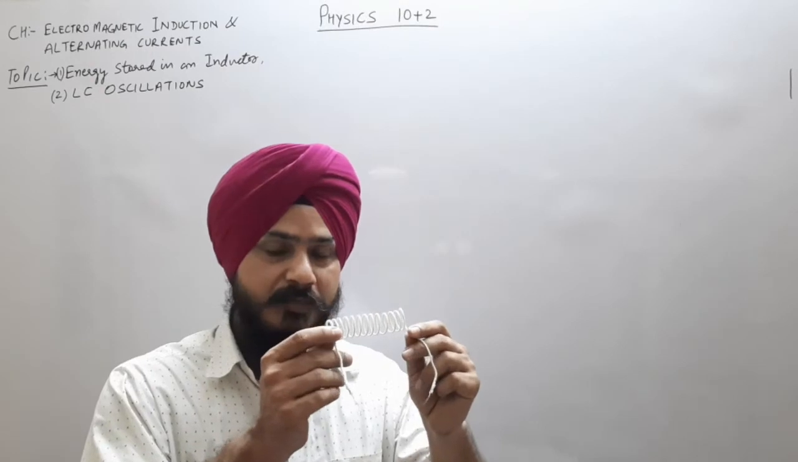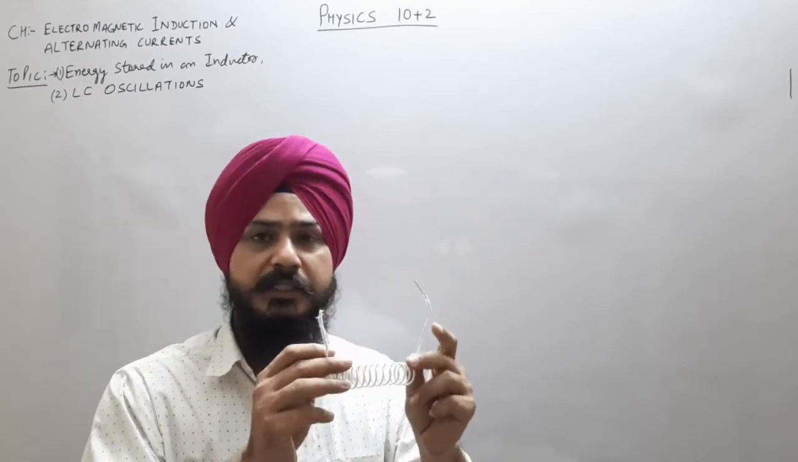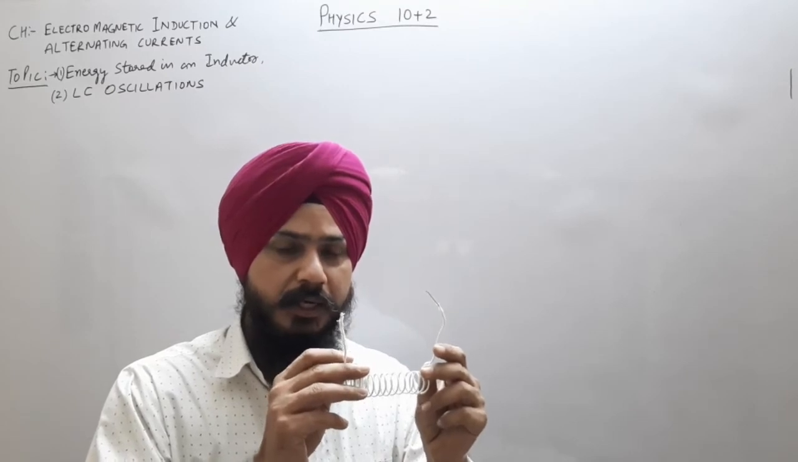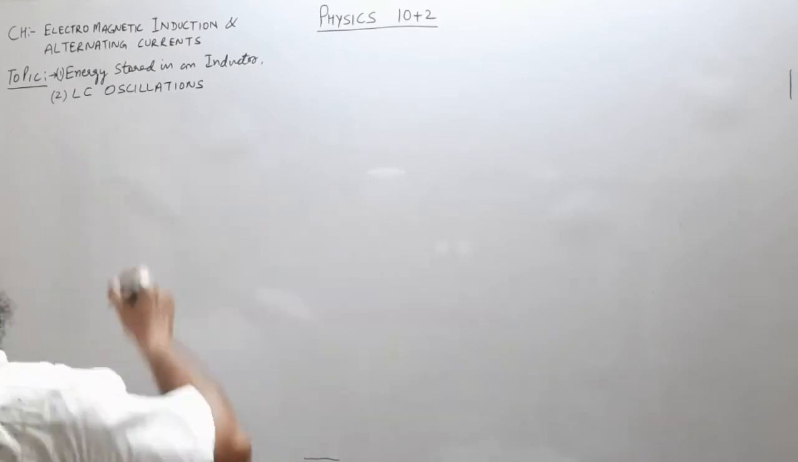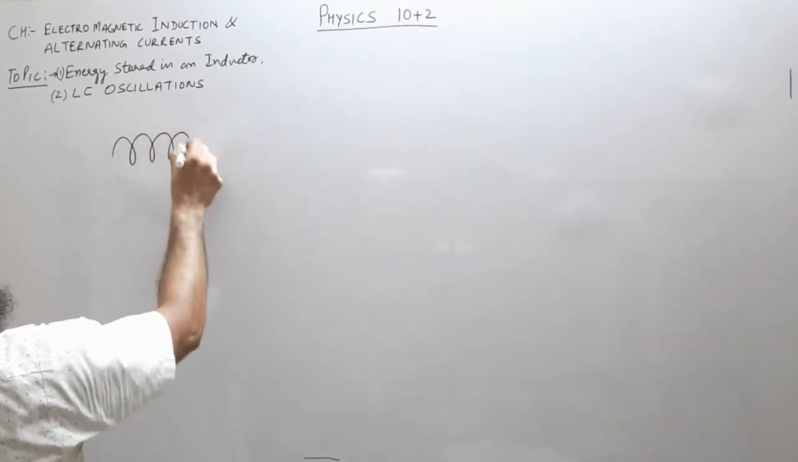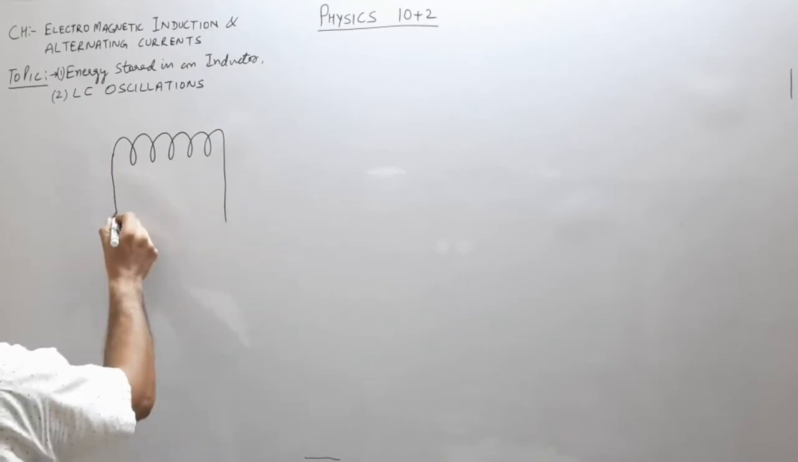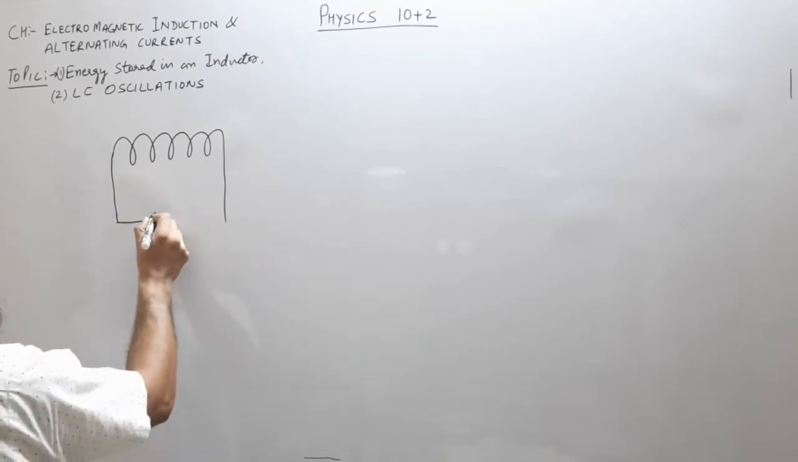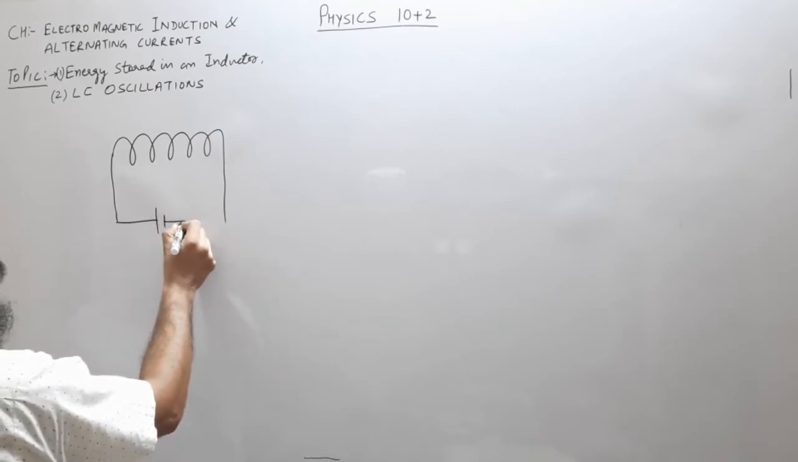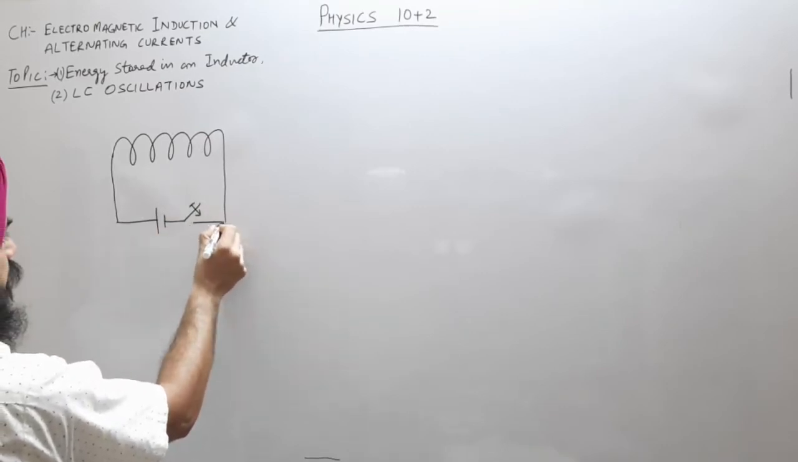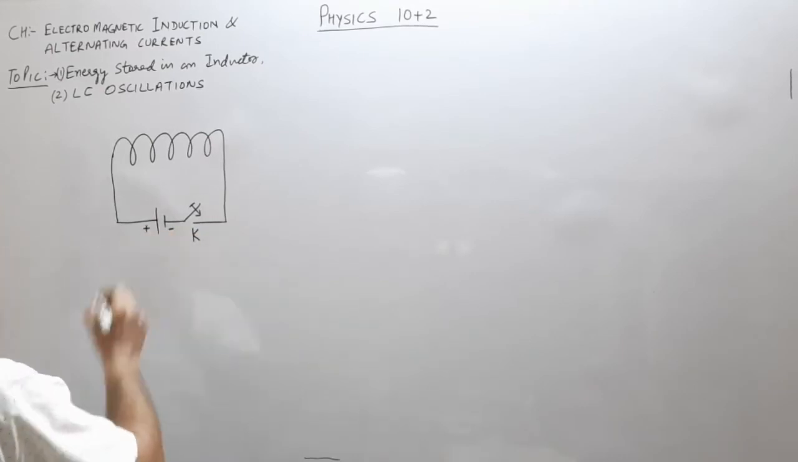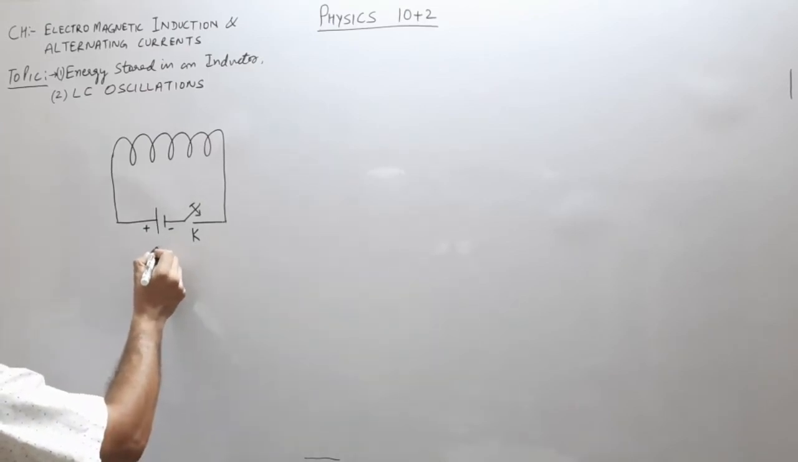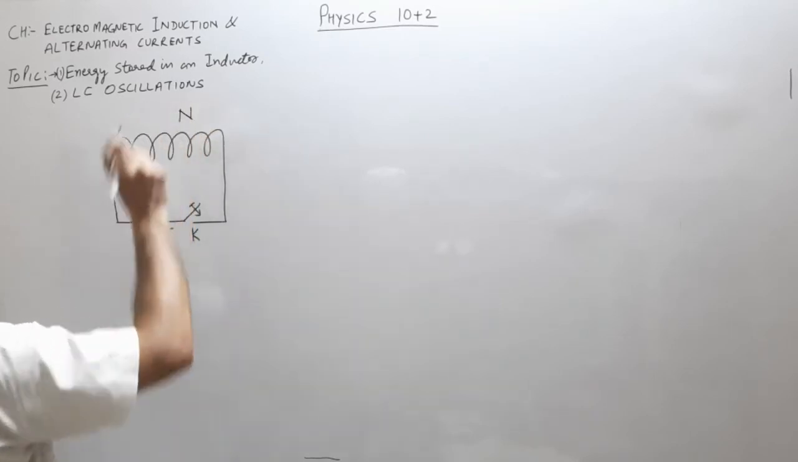Now with this coil, what I am going to do is connect it to a battery, and let us see what will happen. So this is my inductor of n turns. Let it have n turns. And here we have applied a battery with a key in the circuit. So it's positive, it's negative, and let it have a potential of V.